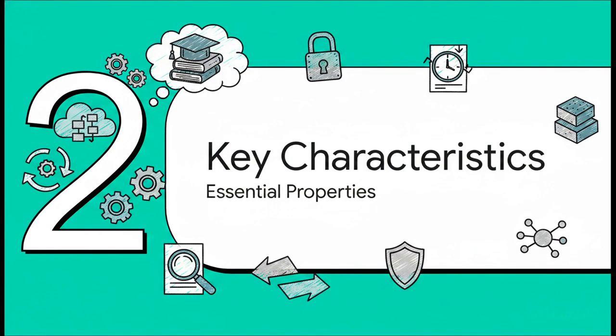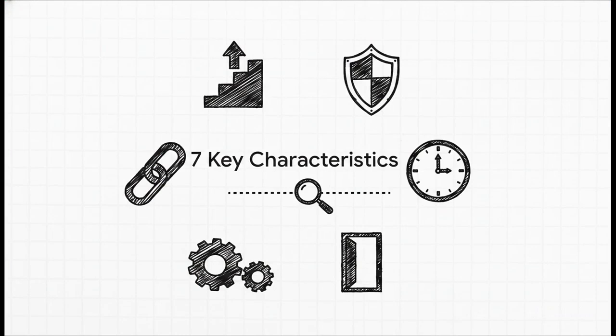Okay, now that we know what they are and why we use them, let's dig into their essential properties. Think of these as the personality traits of any distributed system. We're going to cover 7 of them, but I want you to pay extra close attention when we talk about reliability versus availability. Trust me, it's a classic exam question. All right, here they are, the big 7.